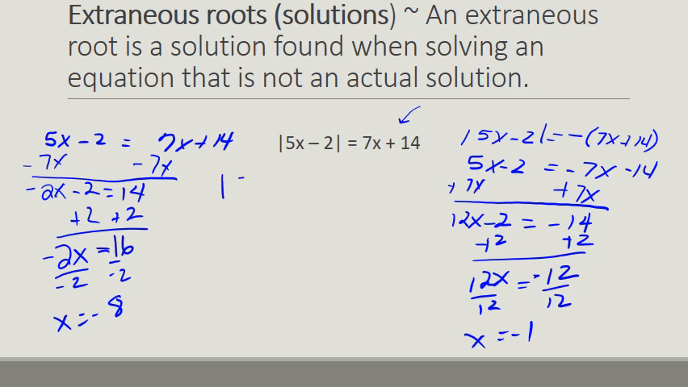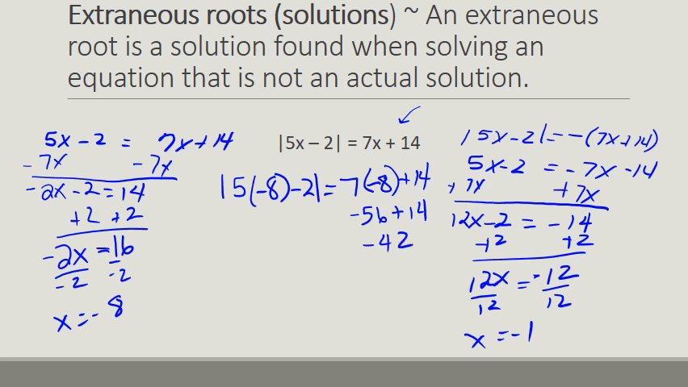I'm going to get the absolute value of 5 times negative 8 minus 2 equals 7 times negative 8 plus 14. And I'm guessing that this is not going to be a solution. The reason is, if I multiply this, I'm going to get negative 56 plus 14, and that's going to give me negative 42. Well, remember we said that this whole thing right here has to be positive, so it wouldn't equal negative 42.